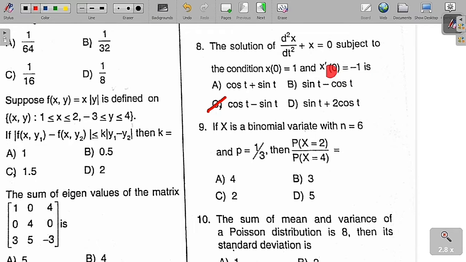So at these two conditions we have to find the value of x in terms of t. So what are the four options? Option C, cos t minus sin t, is the correct solution of this question. So let's solve this numerical.